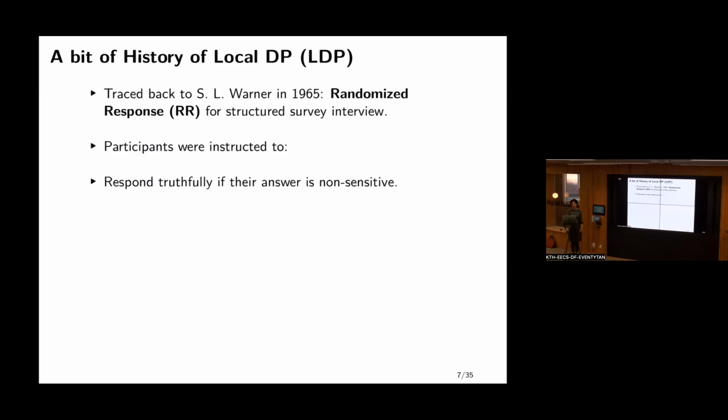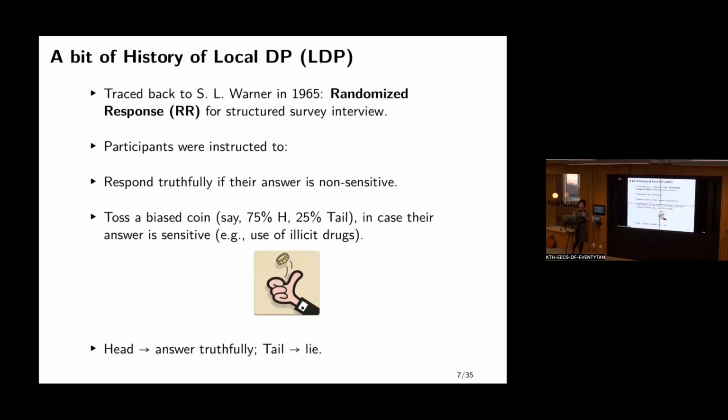So the participants were asked to respond truthfully if their answer was non-sensitive, if they had nothing to hide. Basically, they would respond truthfully. That's one way that you could implement this. This is not the only way, but it's one way. However, if their answer was sensitive, for example, they had done something that was not exactly legal, then they would toss a biased coin, let's say 75% heads and 25% tails. If it was heads, then they would respond truthfully. And if it was tails, then they lied. They flipped their answer and said no, they didn't use anything.